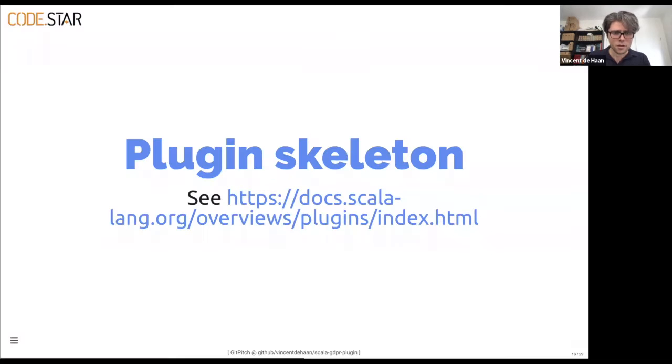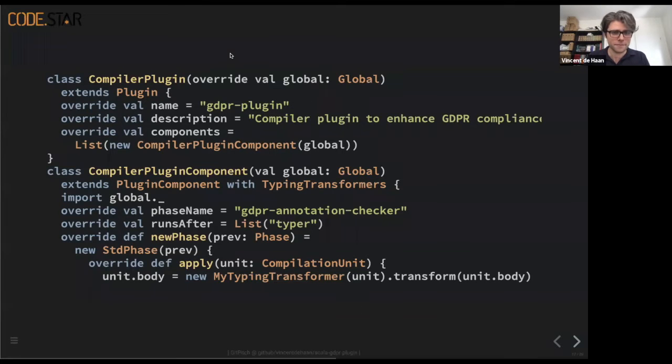Right. So before we can start writing our plugin, we need a skeleton for the plugin because we have some boilerplate. Well, we can easily download it from the website of the Scala compiler. So let's not do too much work there ourselves. And it looks like this. And there are a few things that we need to notice.